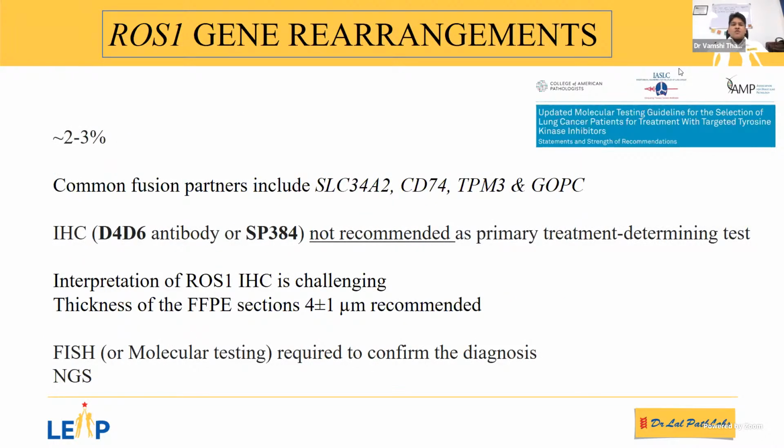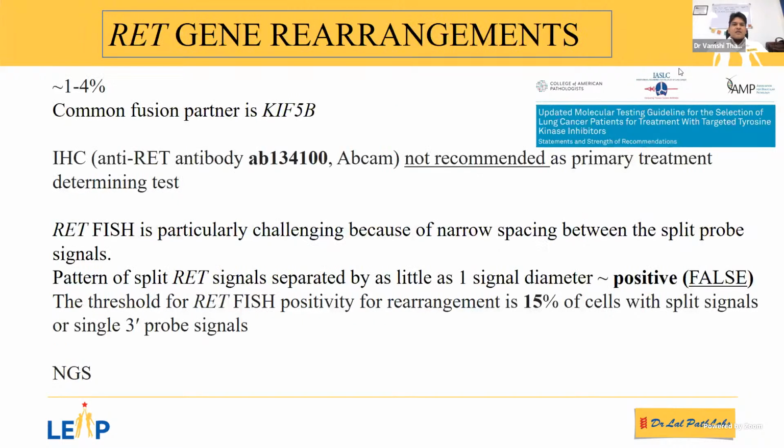ROS1 gene rearrangement has about 2 to 3% incidence in non-small cell lung carcinoma. Common fusion partners are SLC34A2, CD74, TPM3, and GOPC1, which are also seen on NGS. The IHC clones D4D6 and SP384 are not recommended as primary treatment-determining tests, because interpretation of ROS1 rearrangement by IHC is challenging, and FISH is required for the diagnosis. NGS is always present as an alternative.